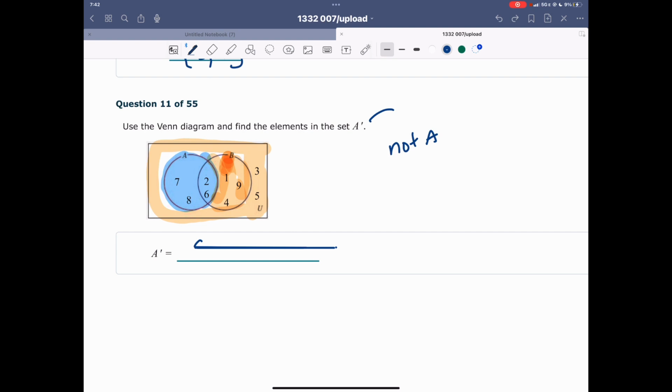I don't know what's going on with my pen. So let's see. It's going to be 1, 3, 4, 5, 9. And then if you ask for the cardinality, n equals 5 for A complement.